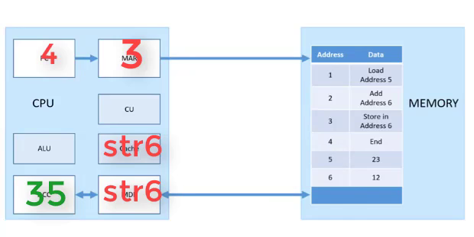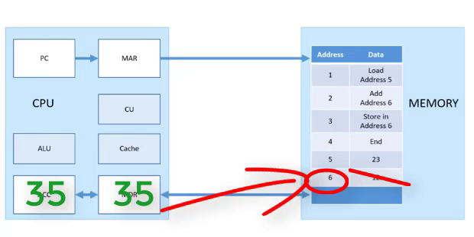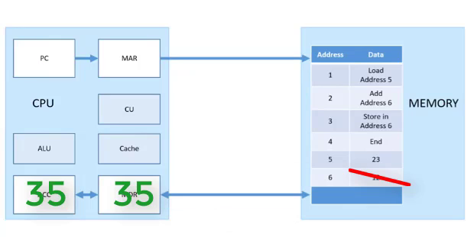The control unit is going to look at this instruction, store 6. It's going to change the memory address register to 6, and then the value in the accumulator, 35, is going to go to the memory data register and then out to memory address 6. So the 12 is gone, overwritten by the value 35. We would also keep a copy in the cache.